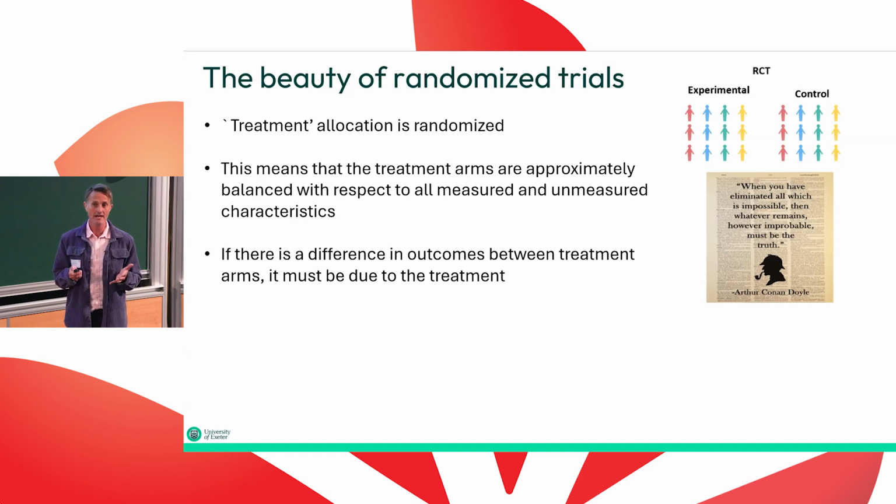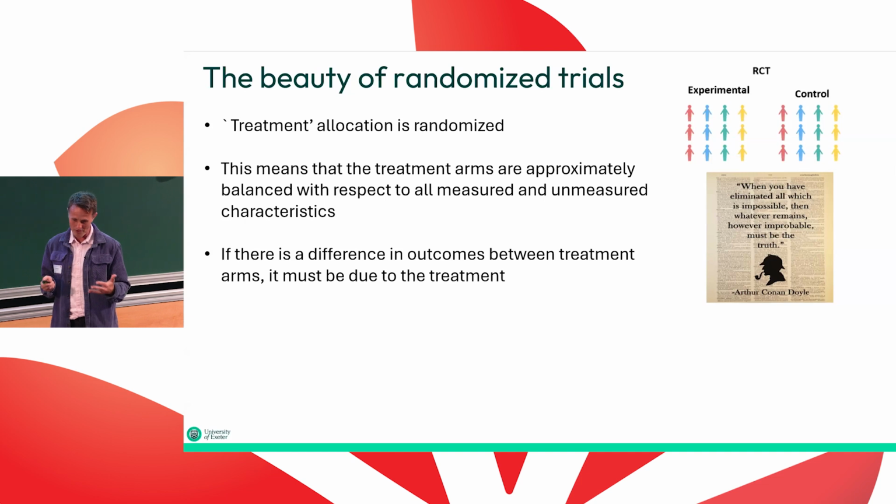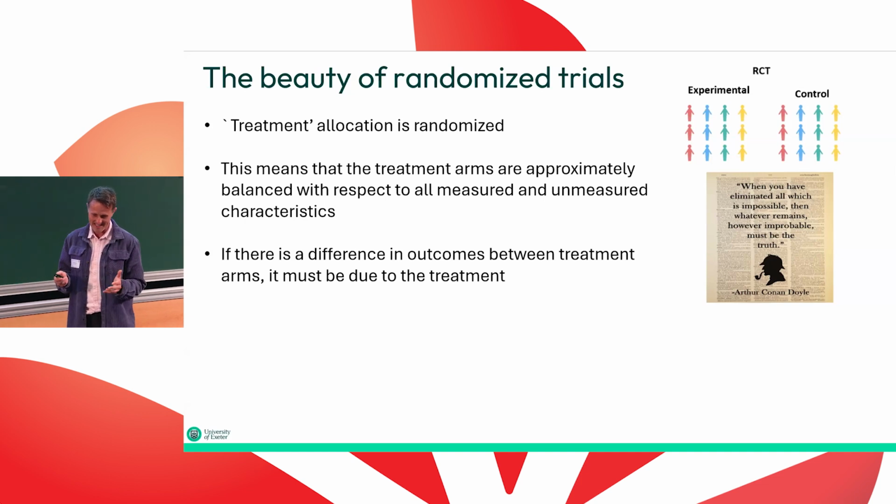And that means that if we observe a difference in the outcome of those individuals across the treatment and placebo arms, then we can be almost certain that it's due to the treatment, because that's the only difference between those two groups. One took the treatment and one didn't. I always like to think of Sherlock Holmes in this particular example. One of his famous sayings is, when you've eliminated all that which is impossible, then whatever remains, however improbable, must be the truth. And that single thing that remains is the treatment.